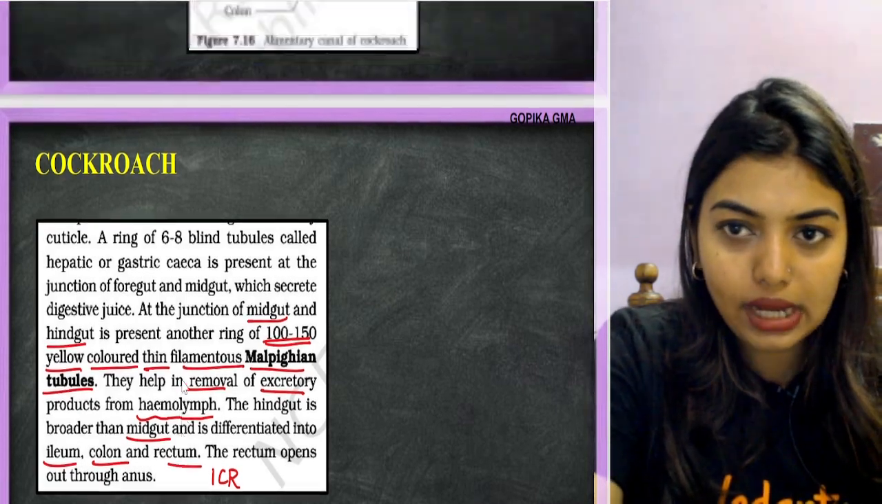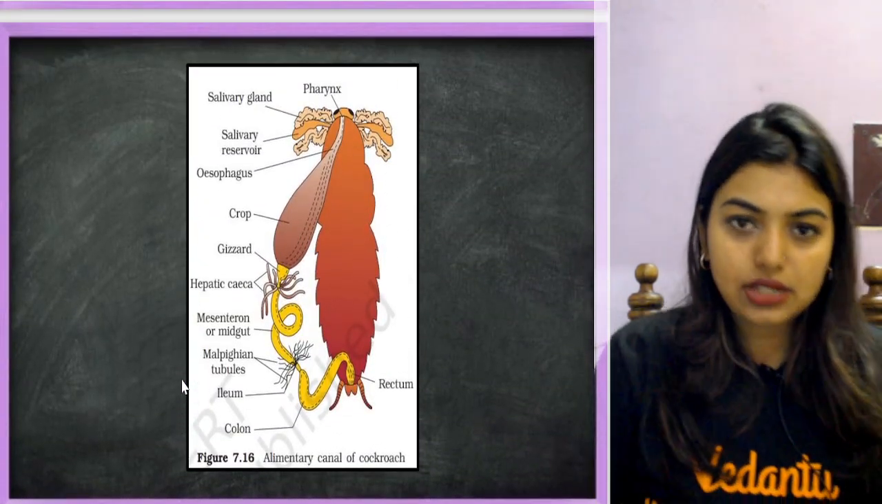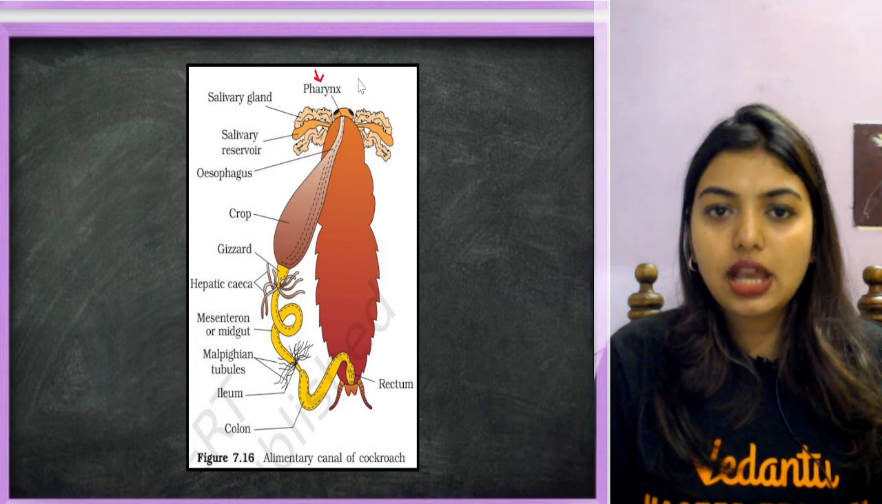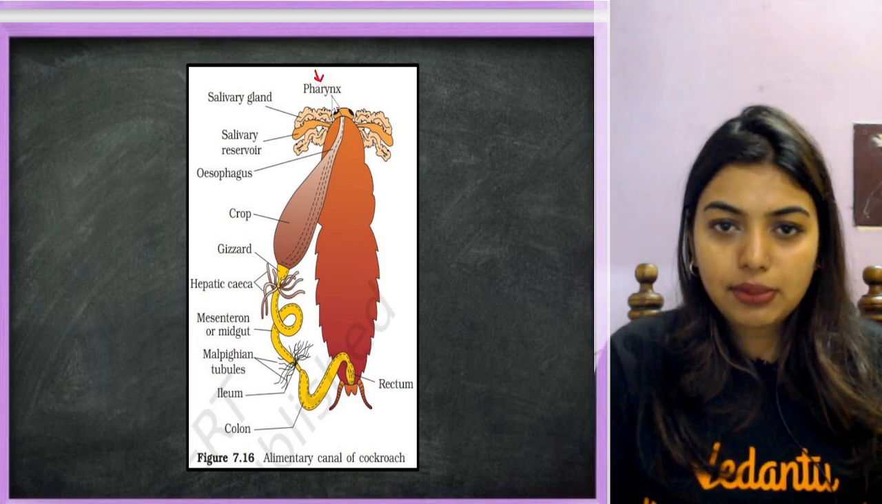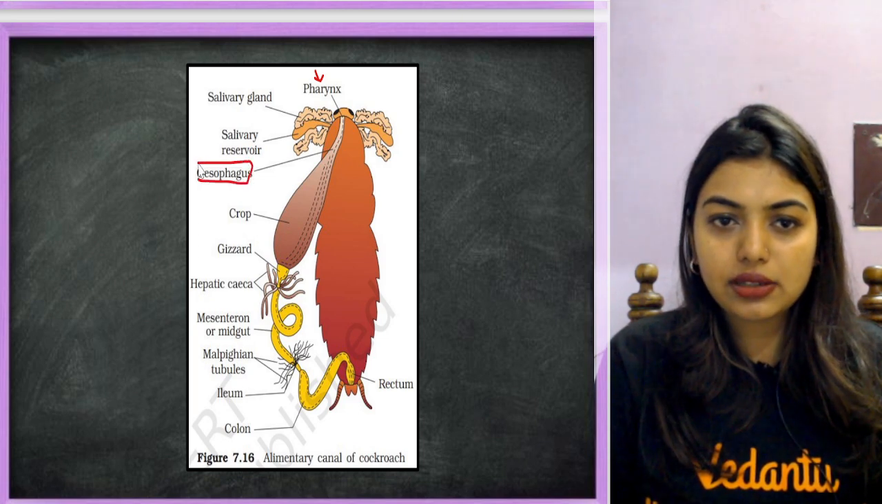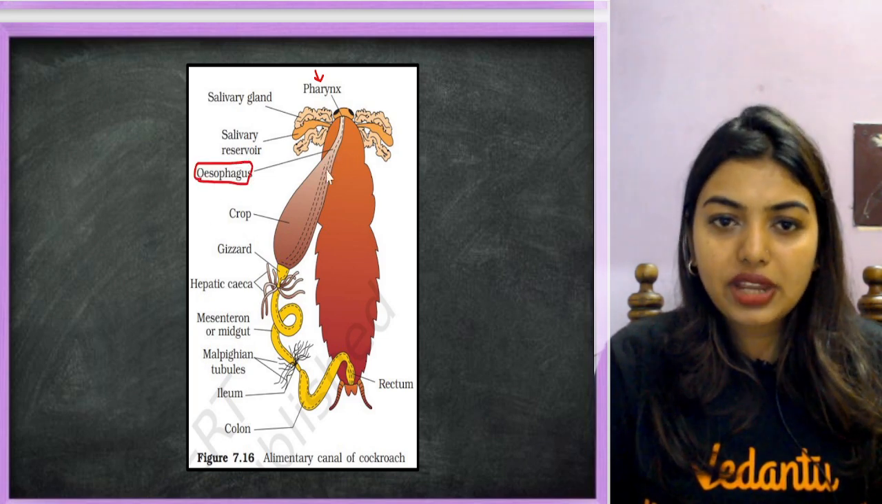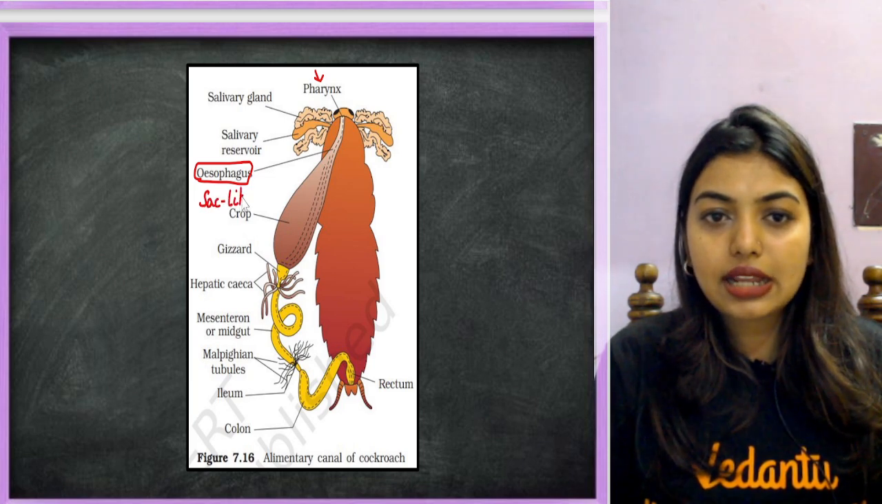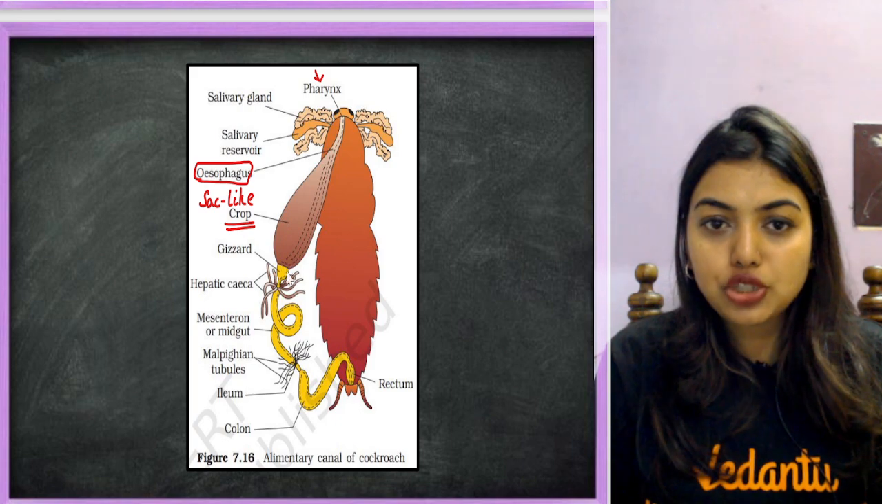Now we will go back to the diagram and see. What did they say, students? The food was coming through the mouth into the pharynx, a small funnel-shaped structure. From the pharynx it comes into a long tubular structure called the esophagus. From the esophagus it comes into a sac-like structure called the crop. From the crop it comes into the gizzard.